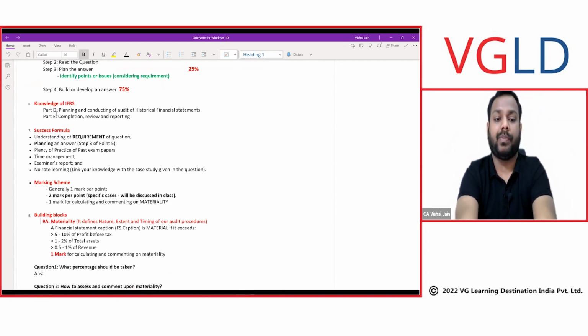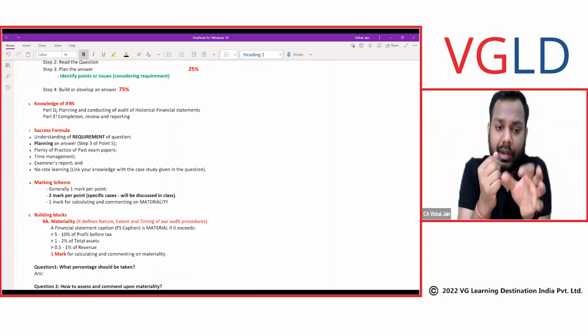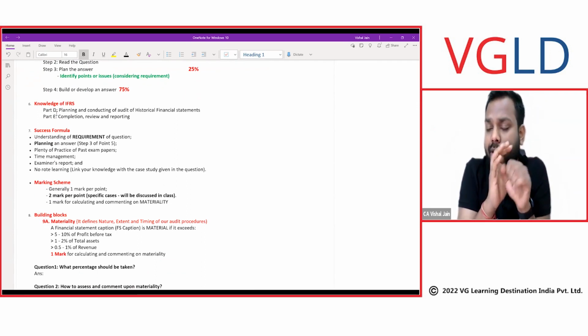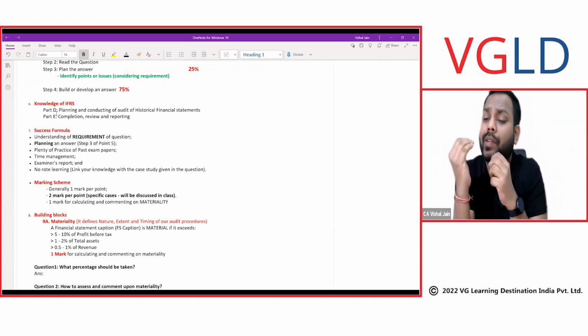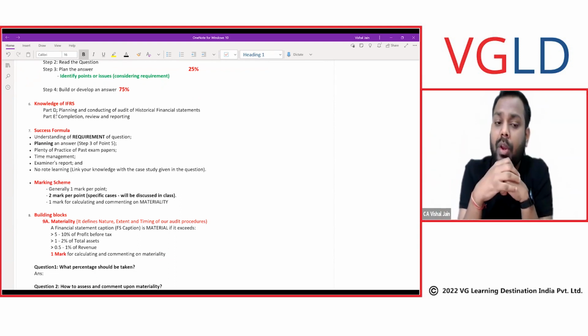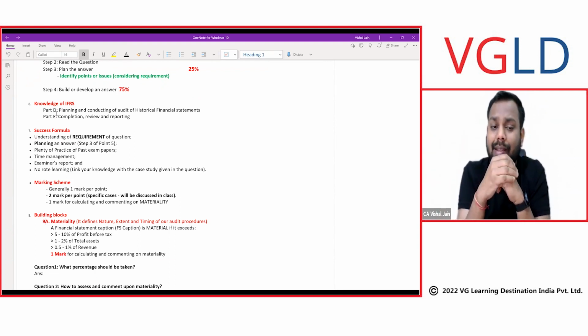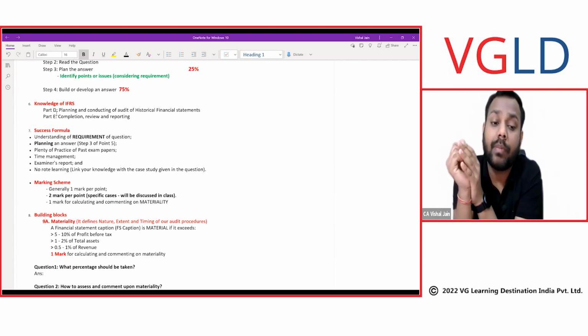Materiality. Now, understand, quantity factor. We are understanding materiality only from a quantitative factor. We are not understanding materiality from a qualitative factor, which I will be discussing with you in the class in the relevant chapters. Now let's understand materiality from a quantitative perspective. The standard says that materiality defines the nature, extent, and timing of our audit procedures.